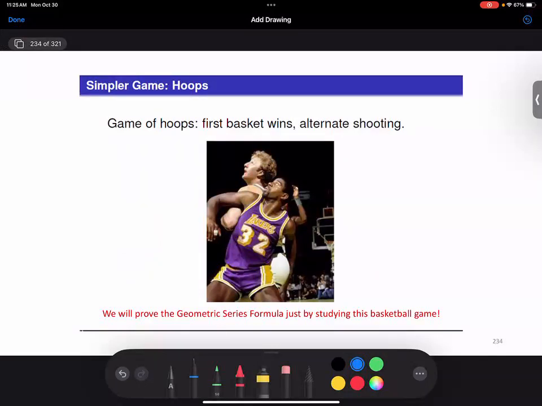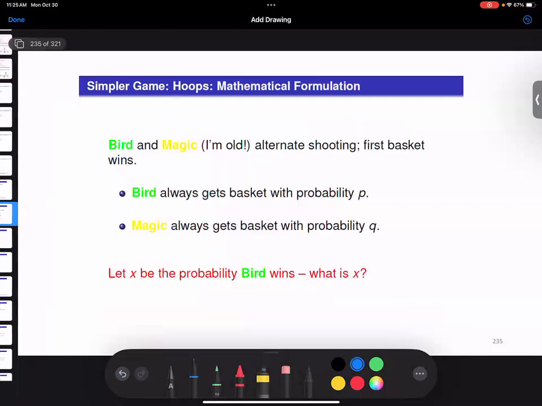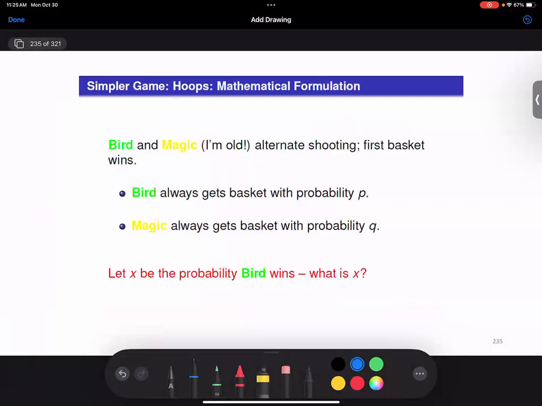Would you rather shoot first or second? First, right? First basket wins. I would like to shoot first. We want to calculate the probability that Bird wins. So I'm going to let Bird's probability of making a basket be P. I will let Magic's probability be Q. I could do P sub B and P sub M for Bird and Magic. A lot of times people use Q for 1 minus P. I'm just choosing to use a different letter for each one of them.